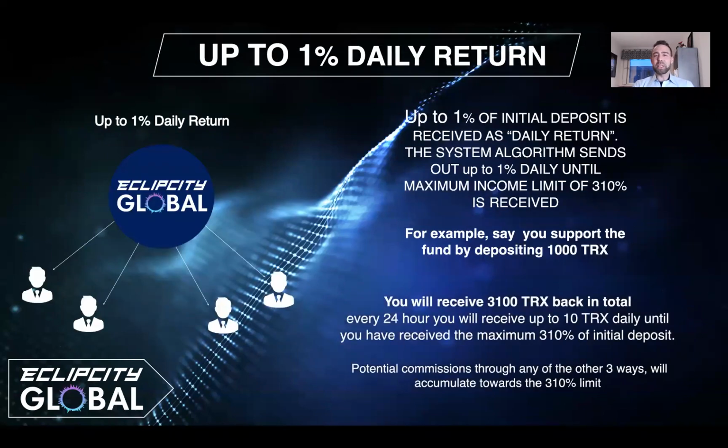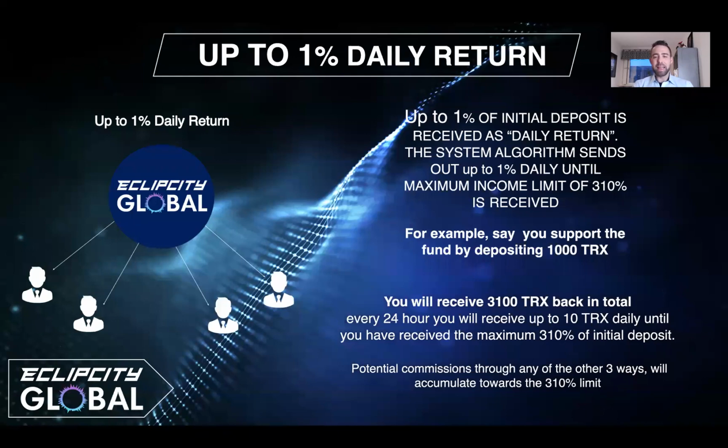Now, the first, up to 1% daily return, is from your initial deposit. It is received as daily return, and the system algorithm will send out up to 1% daily until the maximum income limit of 310% is received. That means every 24 hours, since you made a deposit, you will receive up to 1% of that deposit. You will continue to do so until 310% is received. So for example, say that you support the fund by depositing 1,000 TRON. That means that you can receive 3,100 TRON back in total. Every 24 hours, you will receive up to 10 TRON until you have received the maximum 310% of your initial deposit.